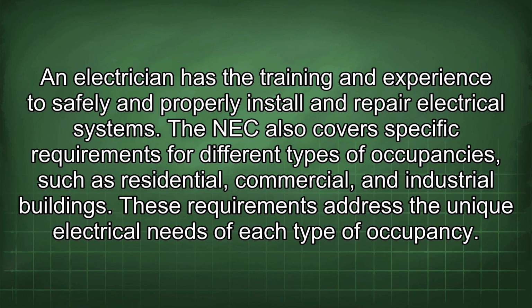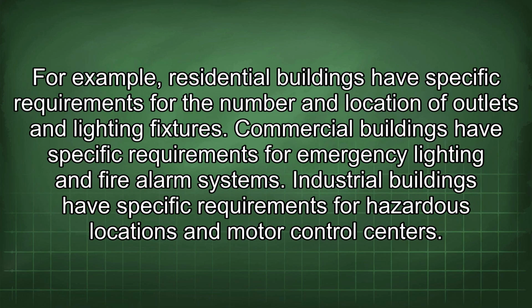The NEC also covers specific requirements for different types of occupancies such as residential, commercial, and industrial buildings. These requirements address the unique electrical needs of each type of occupancy. For example, residential buildings have specific requirements for the number and location of outlets and lighting fixtures. Commercial buildings have specific requirements for emergency lighting and fire alarm systems. Industrial buildings have specific requirements for hazardous locations and motor control centers.